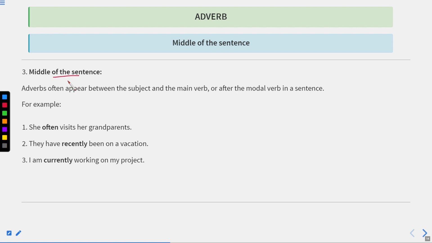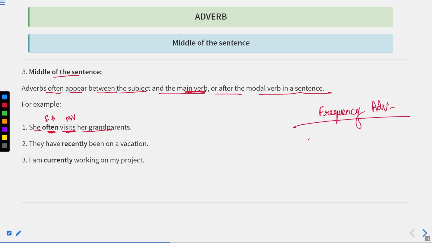Now, middle of the sentence, it means within the sentence. Adverbs often appear between the subject and the main verb, or after the modal verb in a sentence. She often visits her grandparents. So we have written often before the word visits. Visits is the main verb and often is the frequency adverb. Now there is a rule about frequency adverbs: they come before the main verb, but after the helping verb.